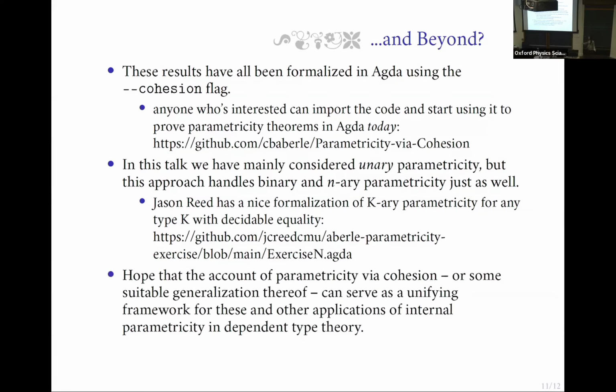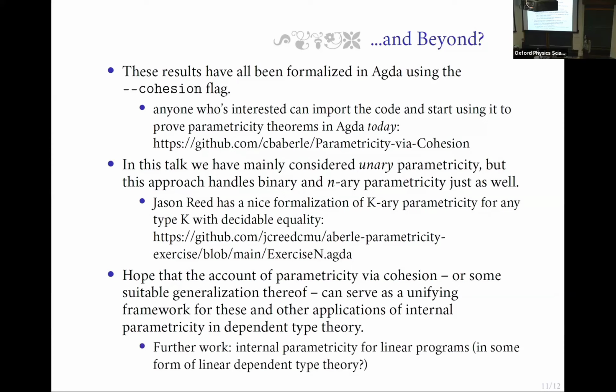And so in closing, I am hoping that this account of parametricity by cohesion, or some suitable generalization, can serve as a unifying framework for these and other applications of internal parametricity in dependent type theory. One thing that I'm especially interested in exploring is internal parametricity for linear programs or substructural programs, possibly in some form of linear dependent type theory. And that actually also has potential applications to some of the other approaches that have been taken to internal parametricity, because some of those have relied on various sorts of substructural properties of the interval. So that's something I'm currently looking at.